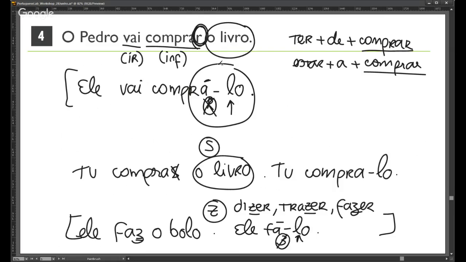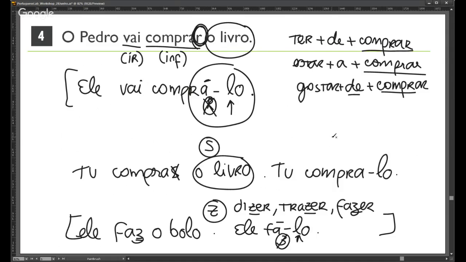So I see a comment here. Paul says that gostar de, gostar do, da. I assume you're talking about this type of structures. Gostar de, to like something. To like something uses this preposition here. Gostar de, for example, I like to buy. Gostar de comprar. He likes to buy it.